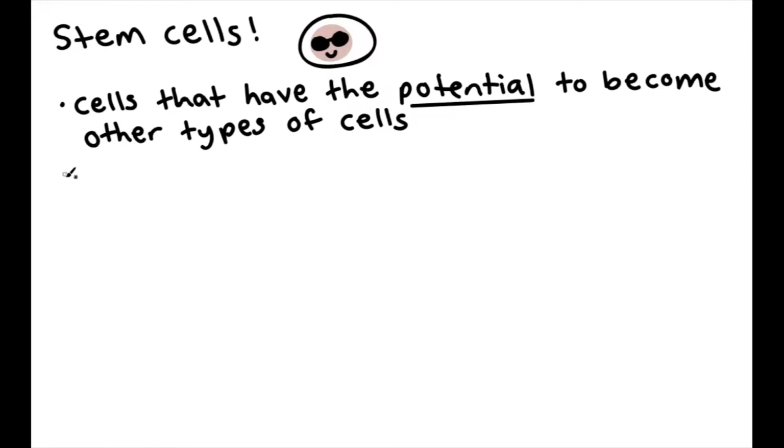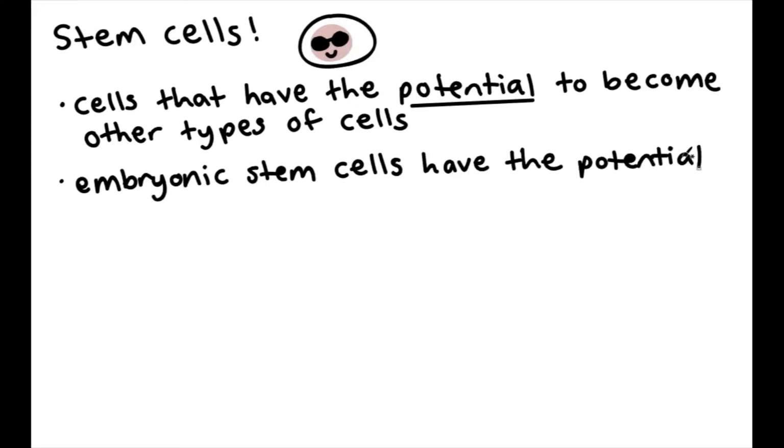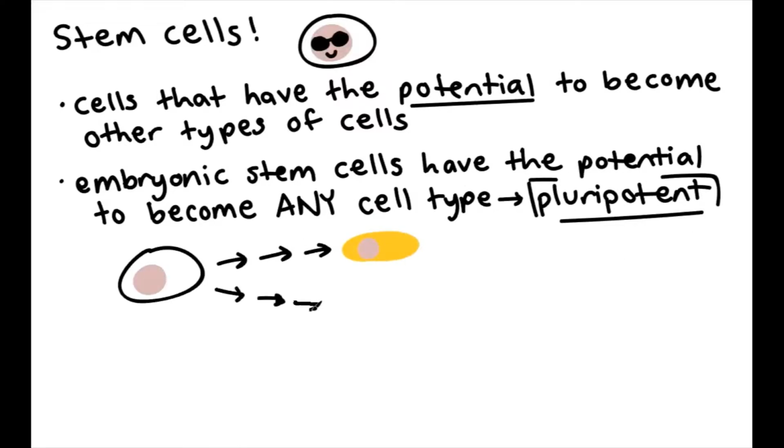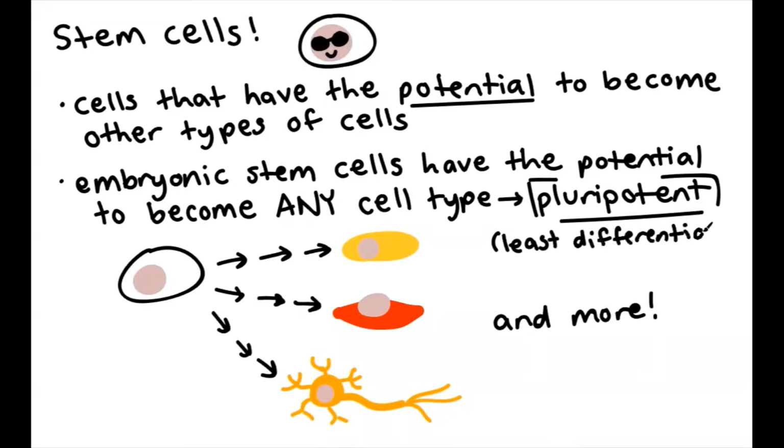of potency. Embryonic stem cells have the potential to become any kind of cell in the body, and this makes it a pluripotent stem cell. These stem cells are able to form keratinocytes, cardiomyocytes, neurons, etc. These are the least differentiated types of cells.